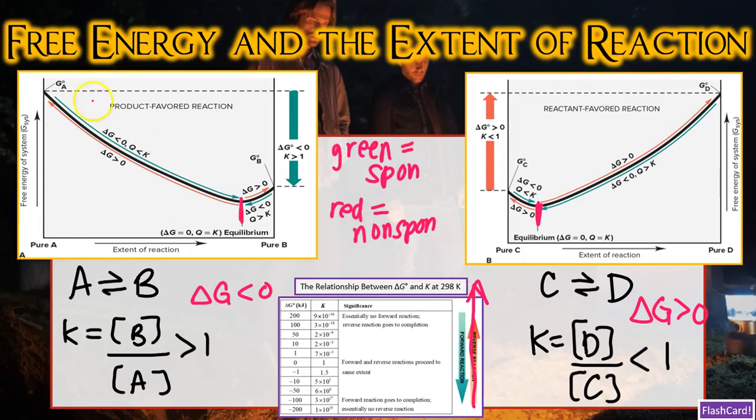We can do the same thing with the product favored reaction. Our delta G value is going to be less than 0 or smaller. So when we get to a small delta G value, we have a K value that's greater than 1. Now, if we have a K value that's greater than 1 and a delta G value that's less than 0, we are going towards the product. And so it makes sense that we would have a product favored reaction.